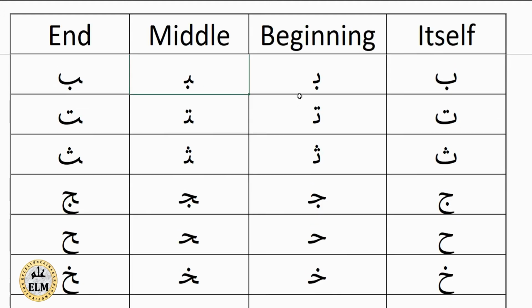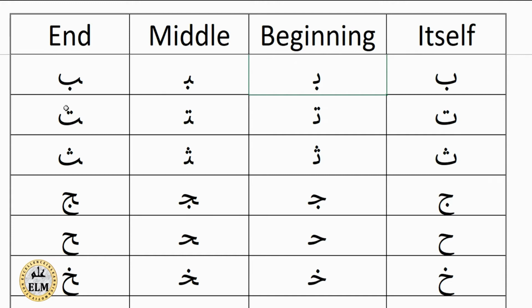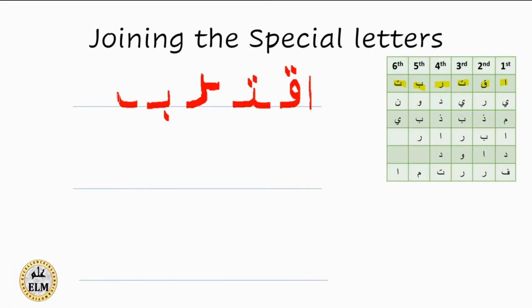Let's copy it. This is how ba looks in the beginning. Now the last letter is ta. So let's see how ta looks at the end. This is how ta looks at the end. Let's copy this. So we have copied the shapes and you know these are the joining points. This is the joining point, this is the joining point, this is the joining point, this and this.